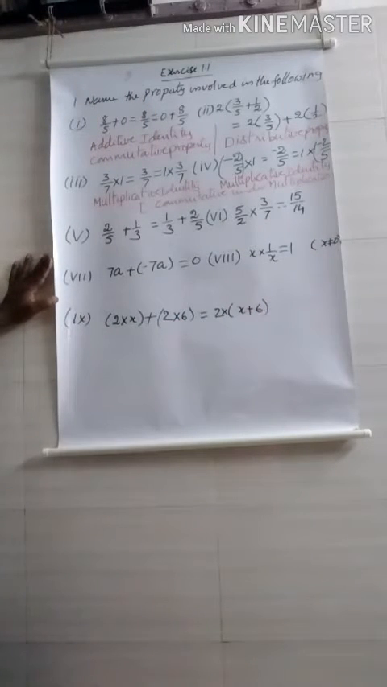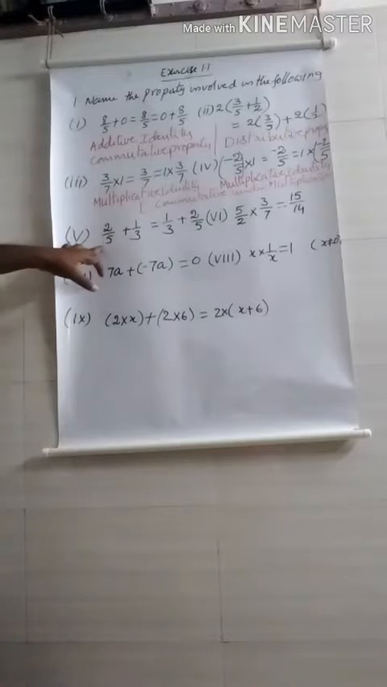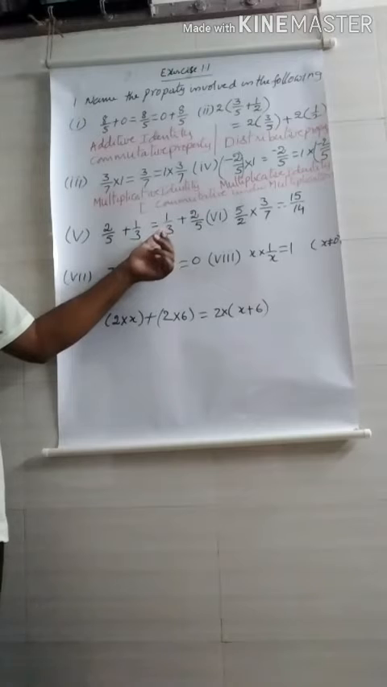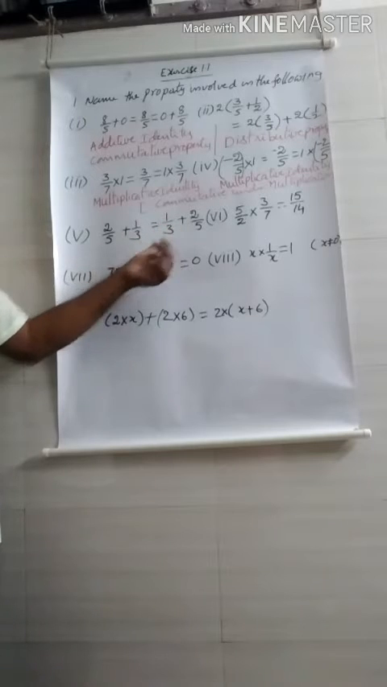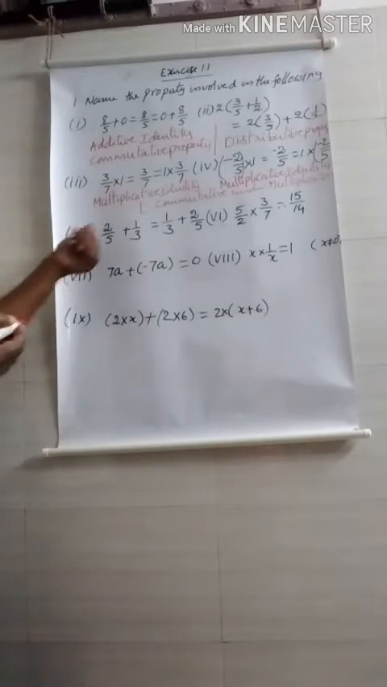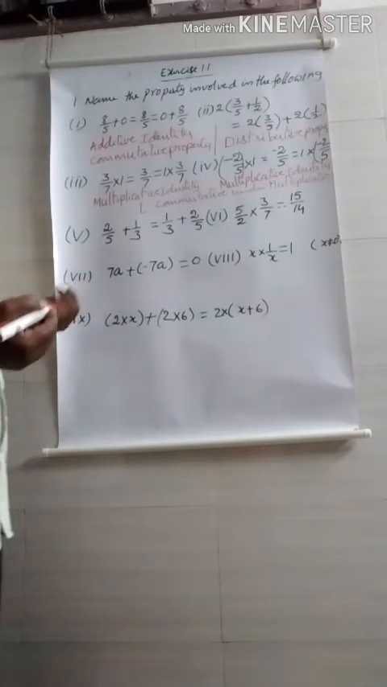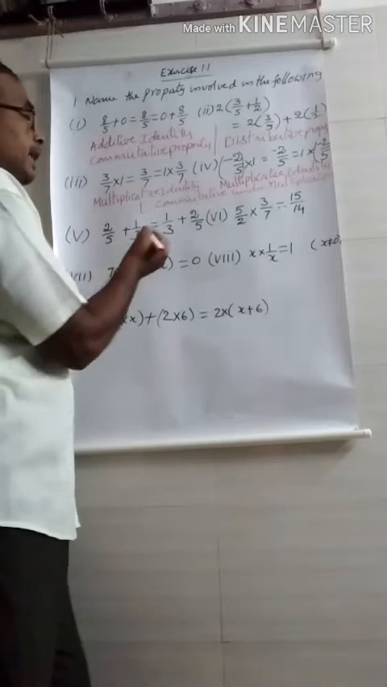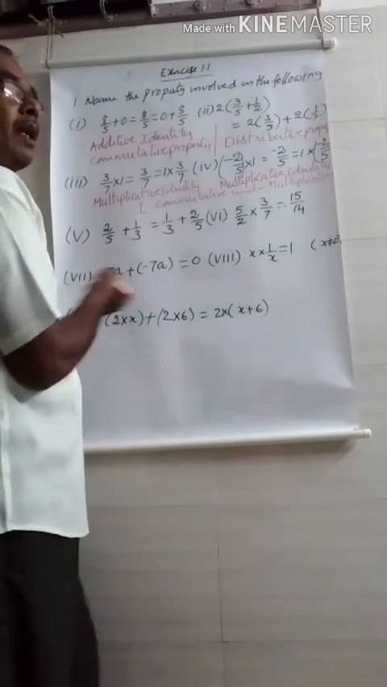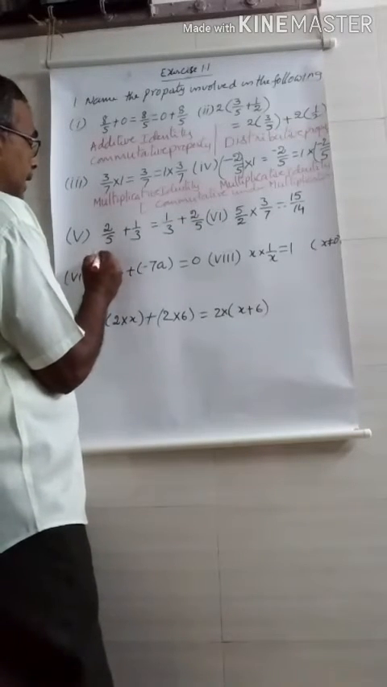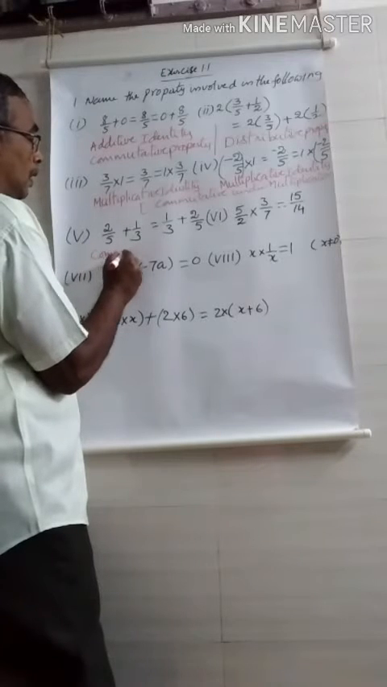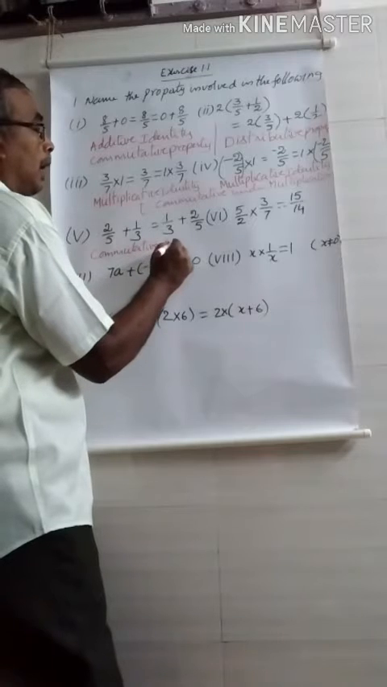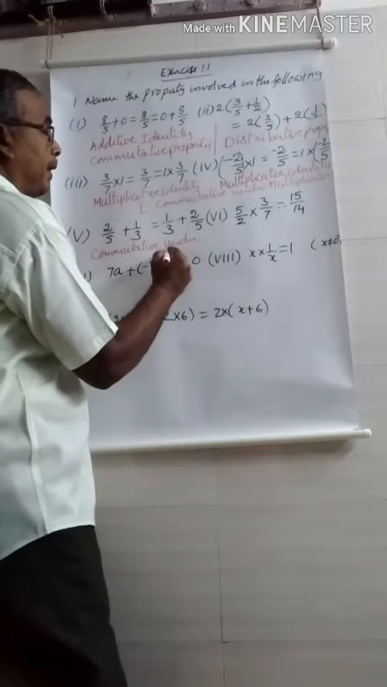Now we move to the fifth one. What you observe, 2 by 5 plus 1 by 3. Again, what we write in RHS? 1 by 3 plus 2 by 5. Both are same. But what is the symbol here? Plus, that means addition. And what type of property does it indicate? It indicates commutative property. Commutative property under addition.